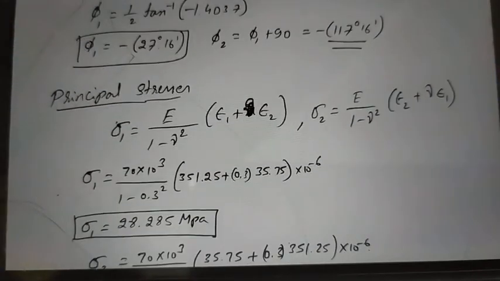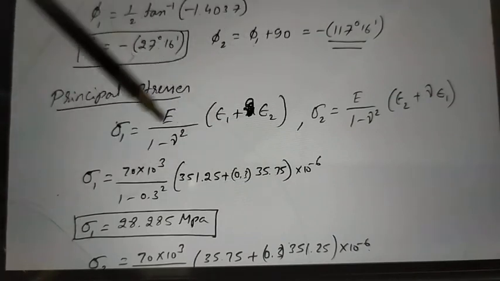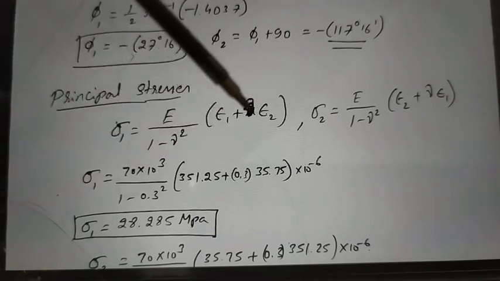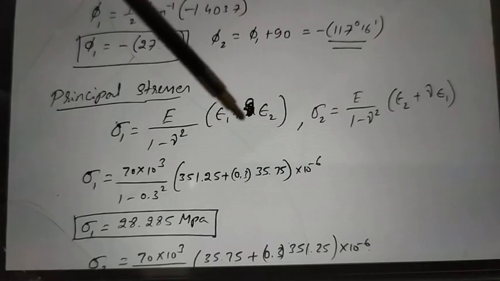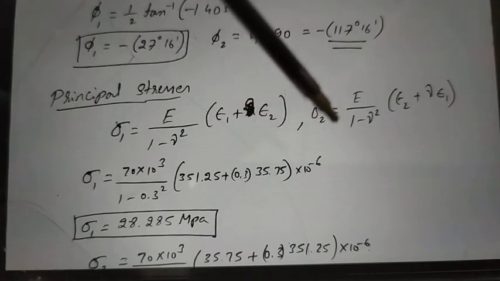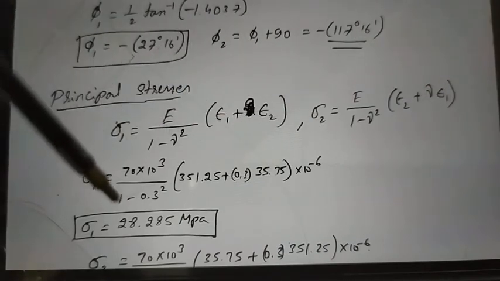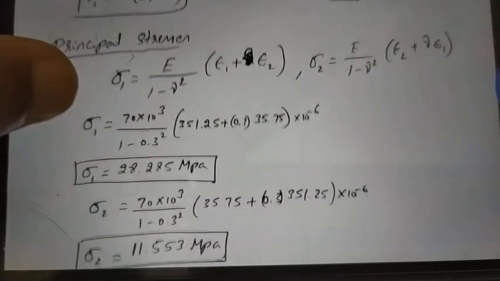So, principal stresses. As you have determined the principal strains, you have to determine the principal stresses, sigma 1 and sigma 2. These are the basic equations. You have to remember these things. Sigma 1 is equal to E by 1 minus nu square into epsilon 1 plus nu into epsilon 2. Similarly, sigma 2 is equal to E by 1 minus nu square into epsilon 2 plus nu into epsilon 1. So you have to substitute the values and find sigma 1 and sigma 2.